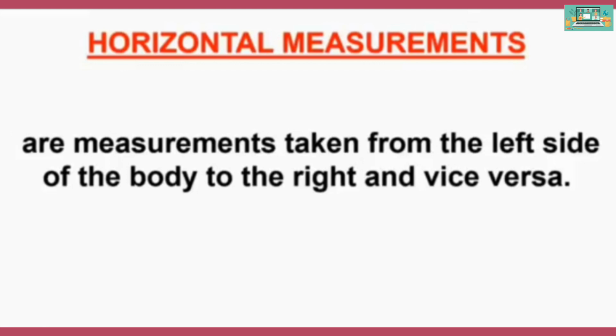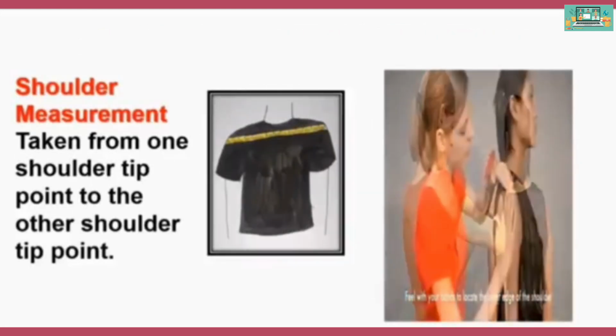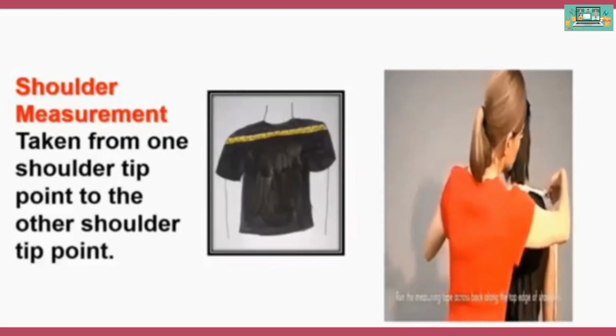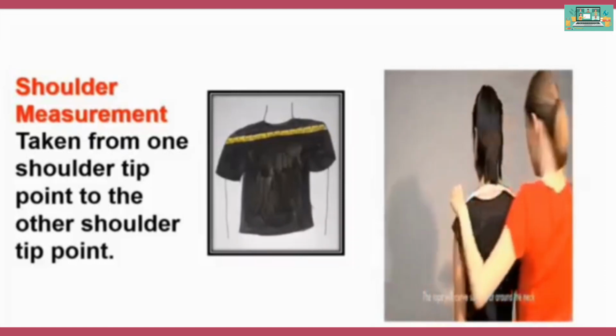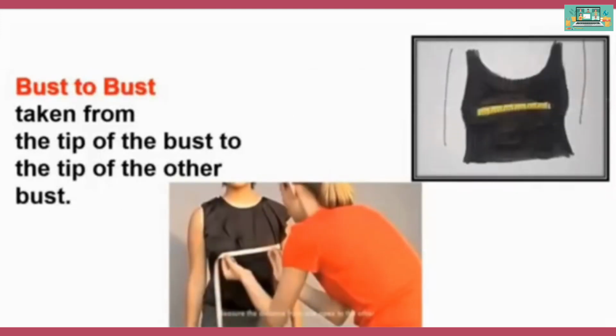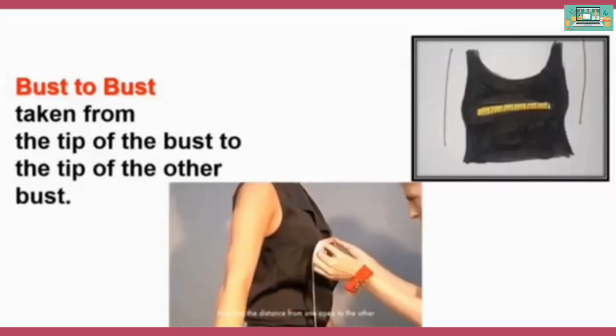Second body measurement is the horizontal measurements. These are measurements taken from the left side of the body to the right and vice versa. Examples are shoulder measurement, taken from one shoulder tip point to the other shoulder tip point. Chest front, taken under the armpit, passing through the chest to the other armpit. Bust to bust, taken from the tip of the bust to the tip of the other bust.